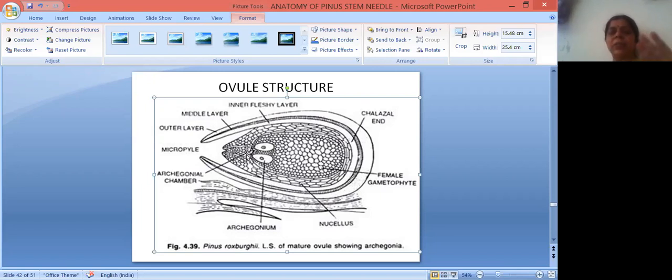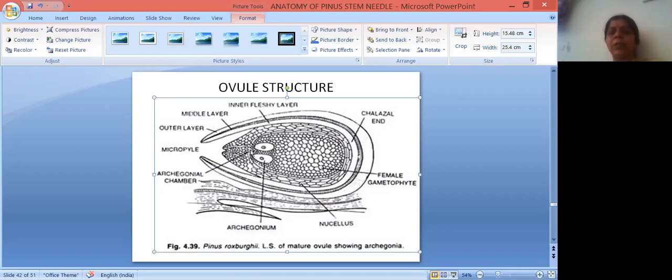The wind carries the pollen grains to this nucellar beak near the ovule, and this fluid contains sugary sticky substances. The pollen grains get coiled and stick to the sugary substance, and they slowly reach the pollen chamber or archegonial chamber.